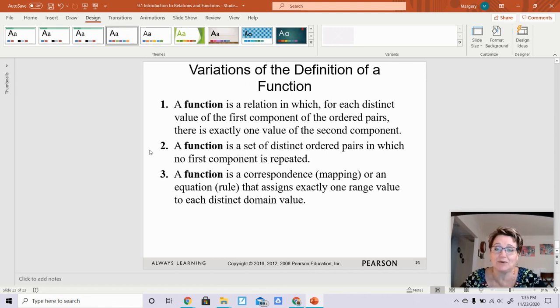Okay? And now we're going to talk about a function is a relation in which for each distinct value of the first component of an ordered pair, there is exactly one value of the second. You guys, basically, if something is a function, x cannot repeat. I don't care about the y value. The y value could repeat as many times as it wants to, but the x value cannot repeat.